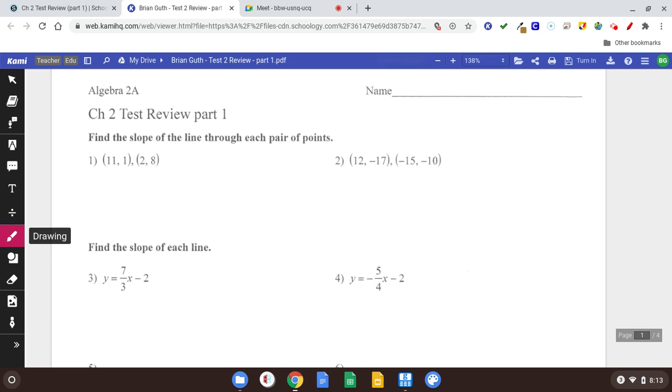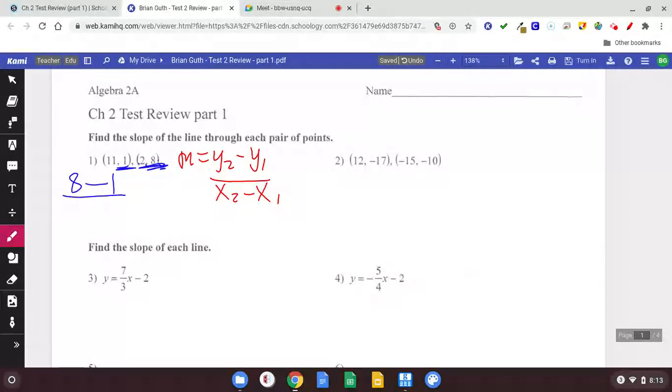When we want to find the slope of the line through each pair of points, that's where we need the slope formula: y2 minus y1 over x2 minus x1. So, you see y2 is right here, 8. Minus y1 is 1, over x2 is this 2, minus x1 is this 11. 8 minus 1 is 7. 2 minus 11 is negative 9. Always reduce your fractions, but that's already reduced. There's your slope. So then number 2, we do the same thing.